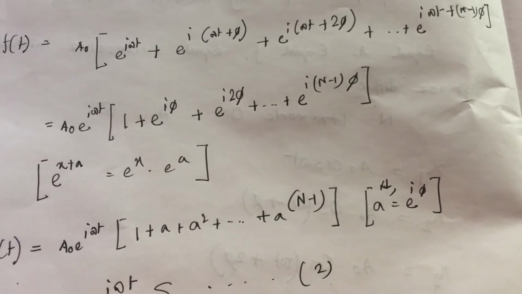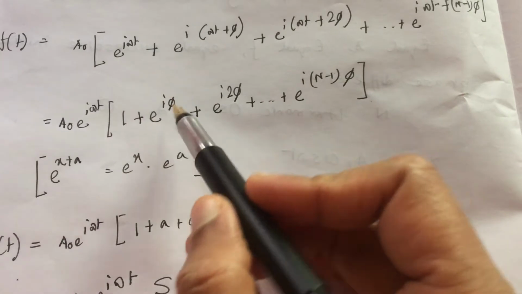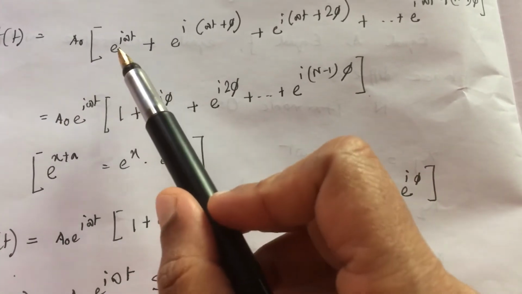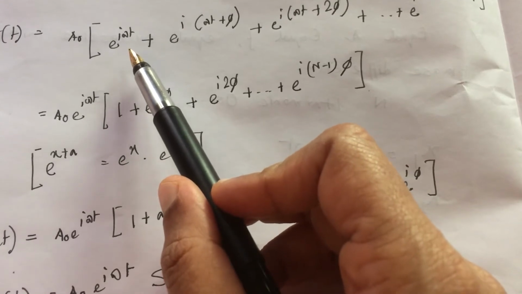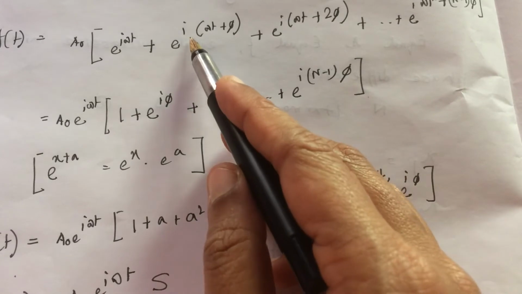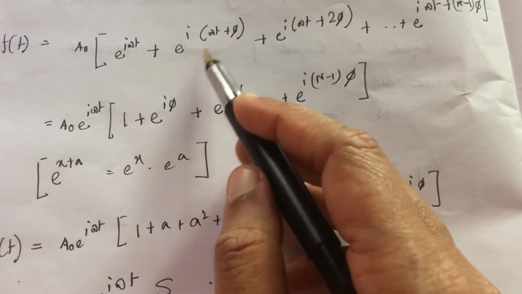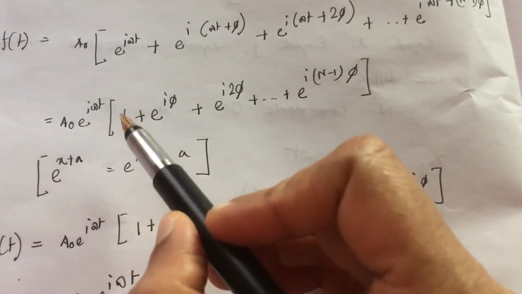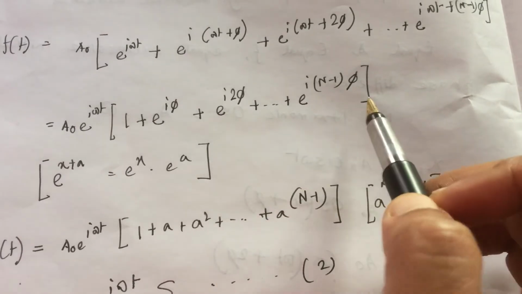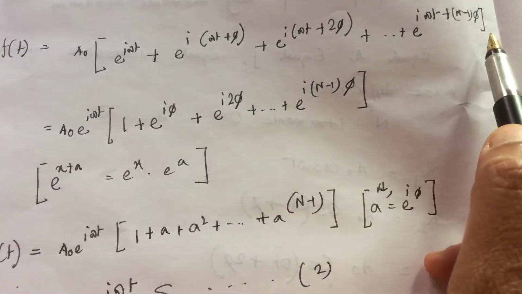Now let's make a substitution. First take this e to the power i omega t common. If we take this i omega t out, I will have 1 instead of this term. In place of this term, this is nothing but e to the power i omega t into e to the power i phi. e to the power i omega t is taken outside, so e to the power i phi is left. And subsequently I will have these terms for all these n terms.